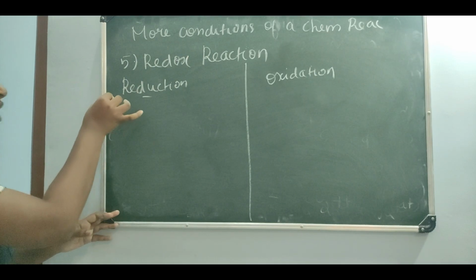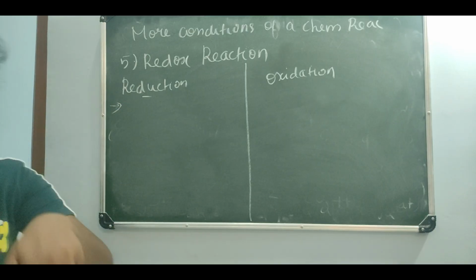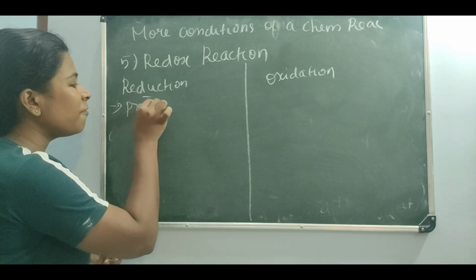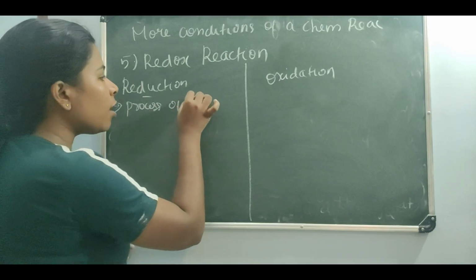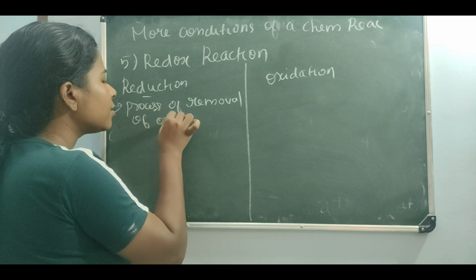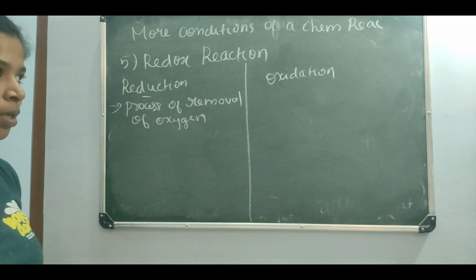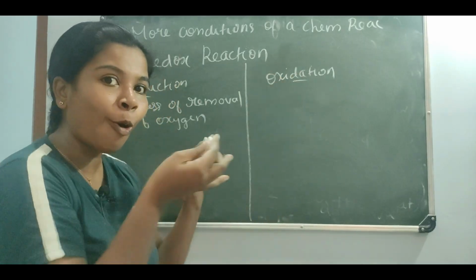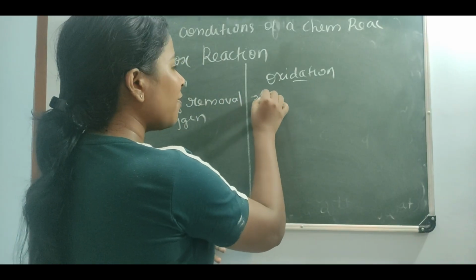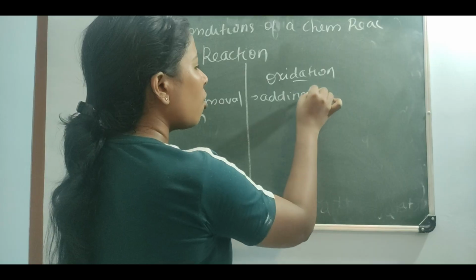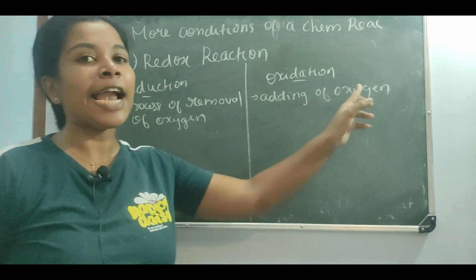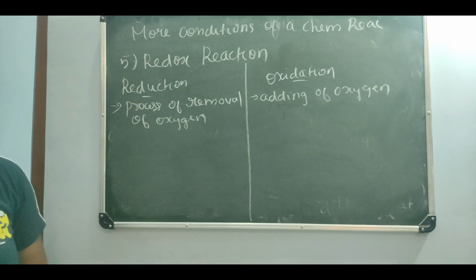So, reduction means the process of removal of oxygen. Removal of oxygen is known as reduction. So what will be oxidation? Oxidation means the process of adding of oxygen. Okay. So oxidation is adding of oxygen and reduction is removal of oxygen.